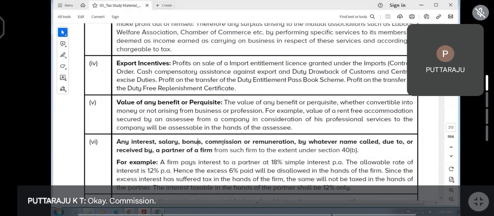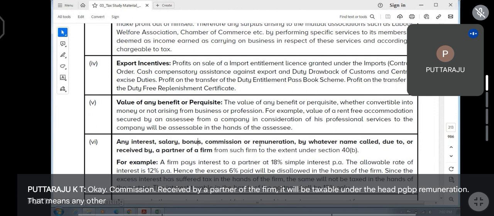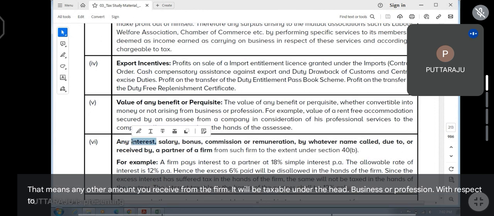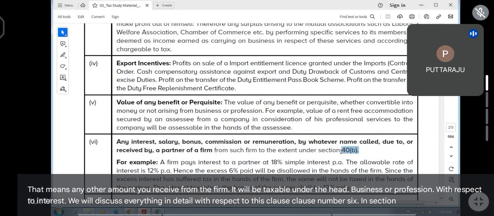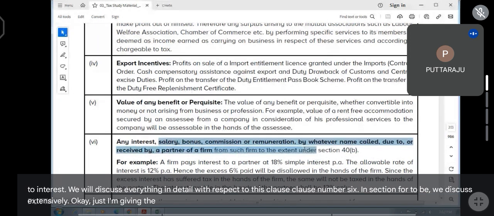Commission received by a partner of the firm will be taxable under the head PGBP. Remuneration, that means any other amount you receive from the firm, will be taxable under the head business or profession. With respect to interest, we will discuss everything in detail with respect to this clause number 6. In section 40B, we discuss extensively. Okay, I am just giving the heads up relating to these four.